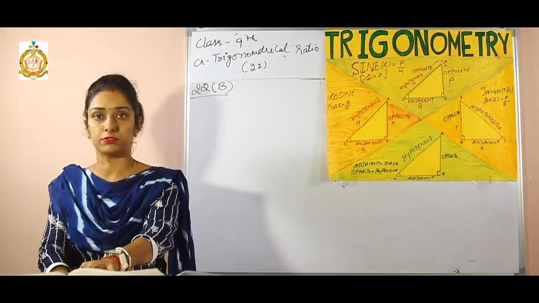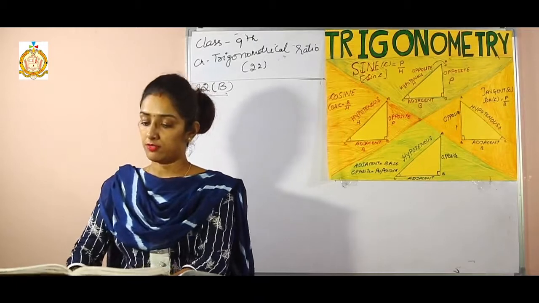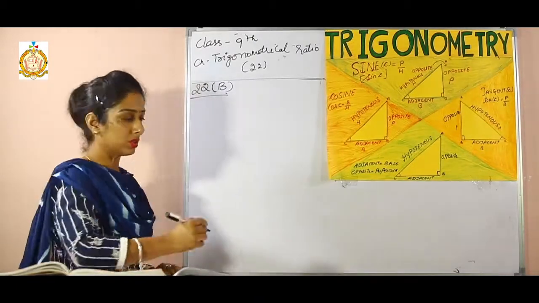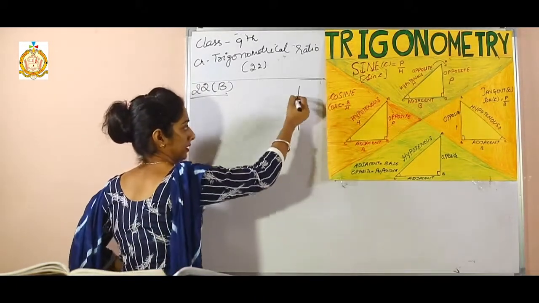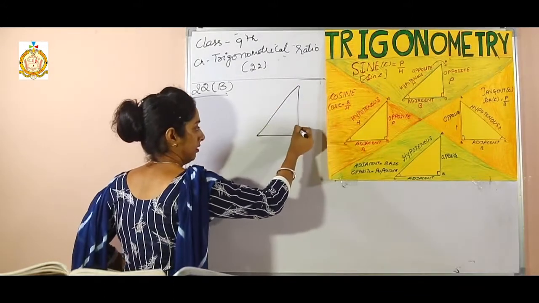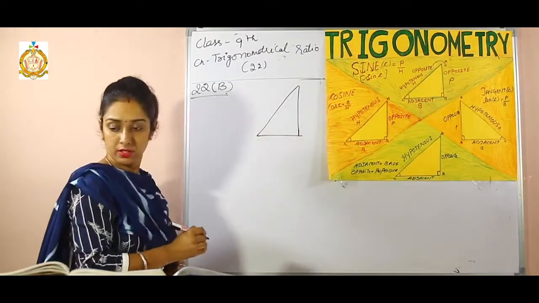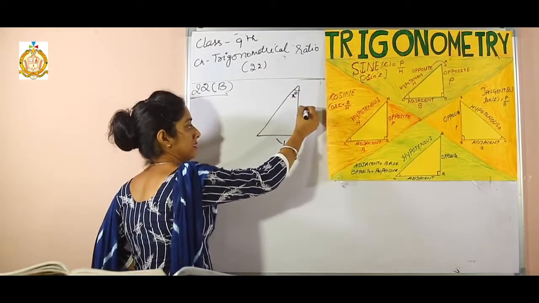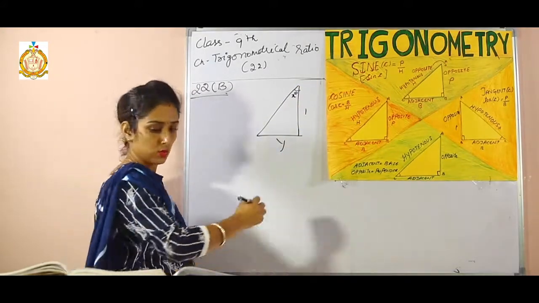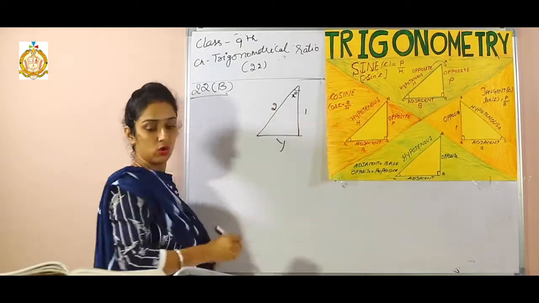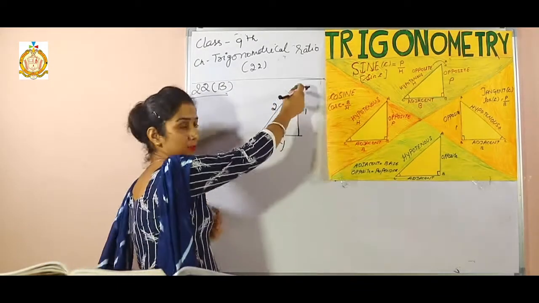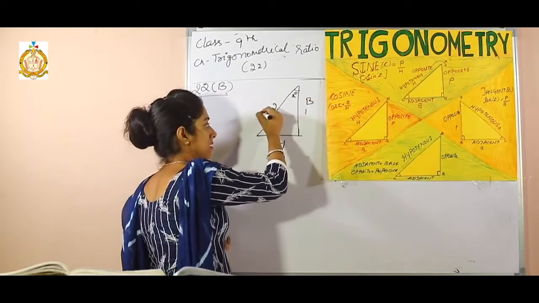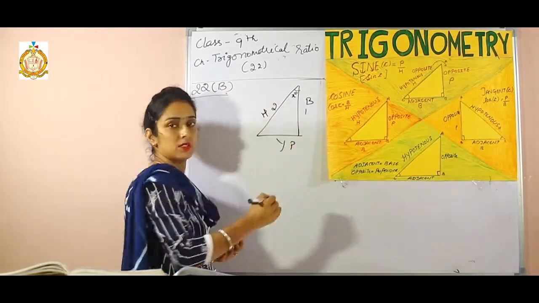Find from the following figure, find y. So this is a figure, okay, here y, this one is x, this one is 1, and this one is 2. Now here, what is the base? Base is this, this is h, this is t.